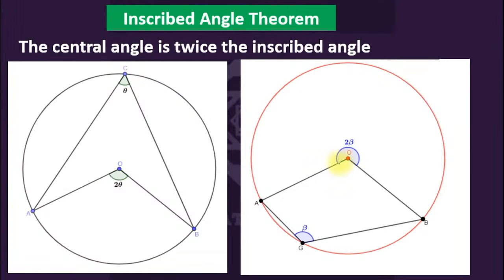If you look at this, you also see that beta is an inscribed angle. So G is the common endpoint of AG and BG. Therefore, the central angle is 2 beta. Do you see? It's an obtuse angle because beta is an obtuse angle. So that's it. Let's prove the theorem.